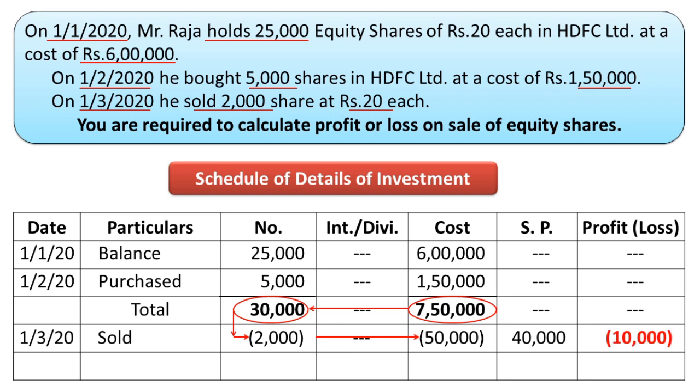After sales, we'll find out the balance. 30,000 shares minus 2,000 shares sold, so balance is 28,000, and 7,50,000 was the total cost before sale. Cost of sale is 50,000, so 7,50,000 minus 50,000 is 7 lakhs. That is the end. I hope I made this calculation very simple for you with the help of this schedule.